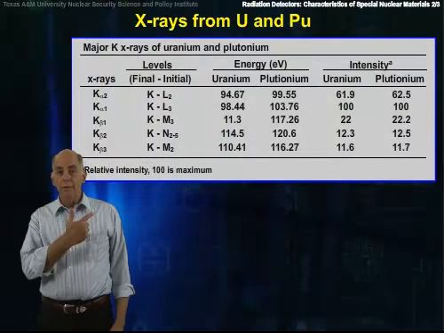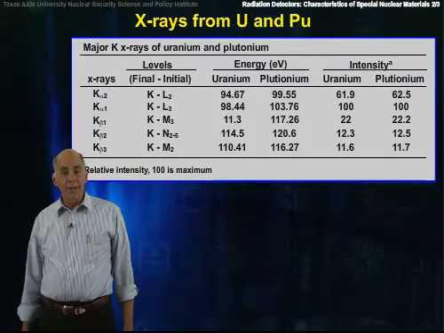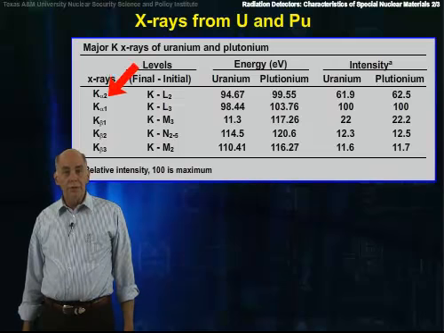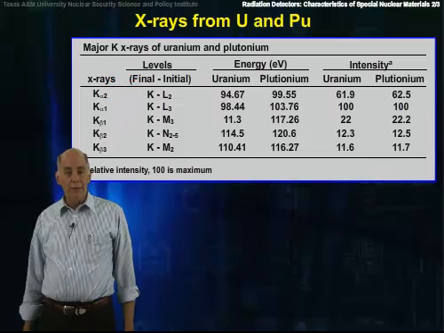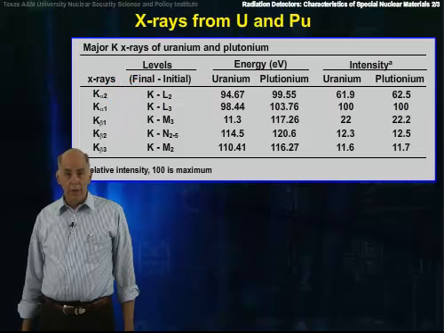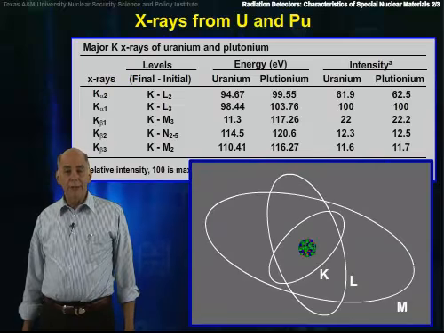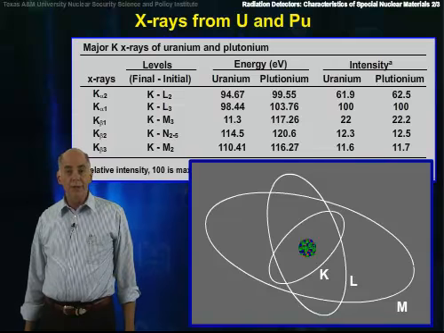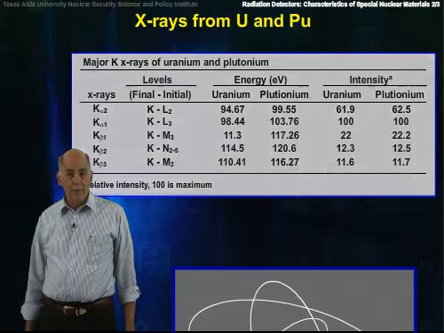The table here lists the characteristic X-rays of both plutonium and uranium. As you can see, there is more than one possible X-ray. These different energy X-rays come from the difference in the potential energy between the innermost electron orbit, the K-shell, and the initial position of the electron in the outer shells before it drops to the K-shell.